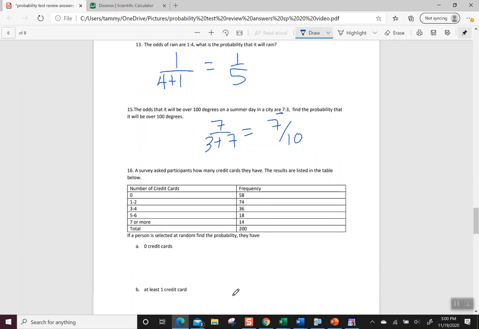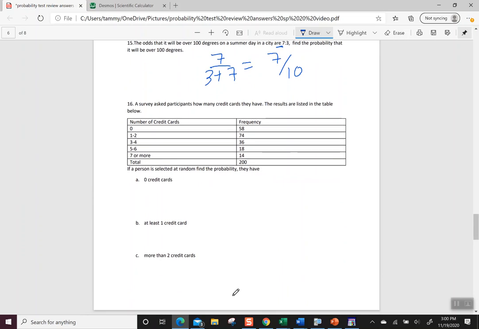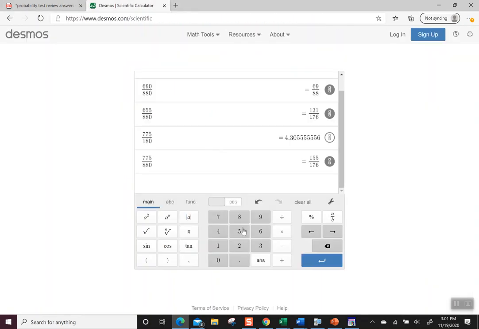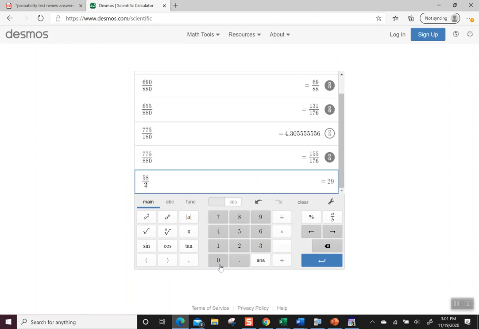So just remember, add the 2 together to get the bottom, and the first number goes on top. Okay. 16 says, a survey asked participants how many credit cards they have. The results are listed in the table below. If a person is selected at random, find the probability. So this one, I did start you off a little better because we already have the total is 200. It says, what's the probability they have 0 credit cards? Well, the top one says 58 out of 200. Let's just flip over to Desmos. 58 divided by 200. We can see the decimal is 0.29, but if we want it as a fraction, 29 over 100.